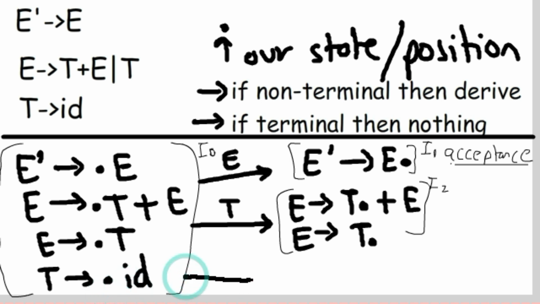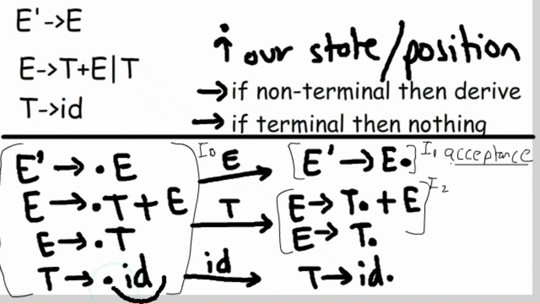When this dot reads ID, we will write ID above the arrow because the dot is reading ID, and we will write T tends to ID dot. Why? Because this will read ID and go here, and this creates item number 3, I3. So now we have 4 items.